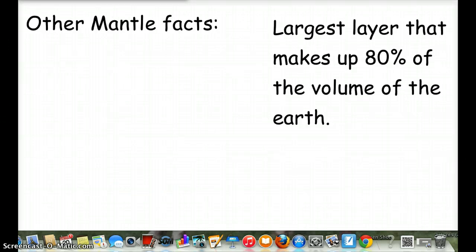So one other very important fact about the mantle, and that is that it is the largest layer and that it makes up 80% of the Earth's volume. And if you recall, when we created our model, when you guys used the compass and made your layers, the mantle was the largest in our drawing as well.